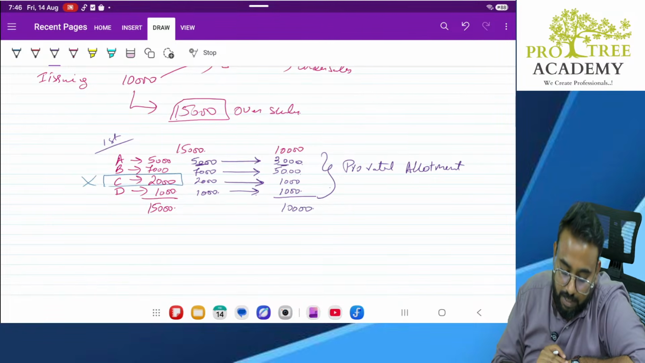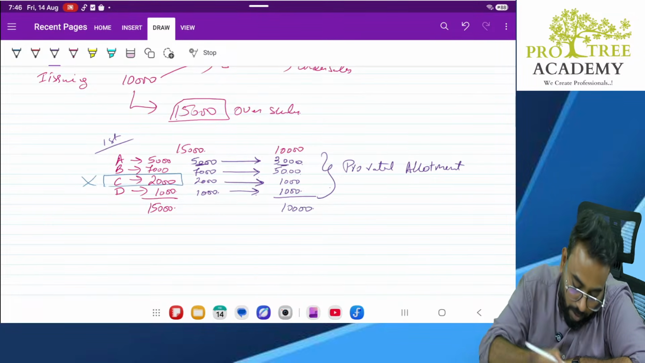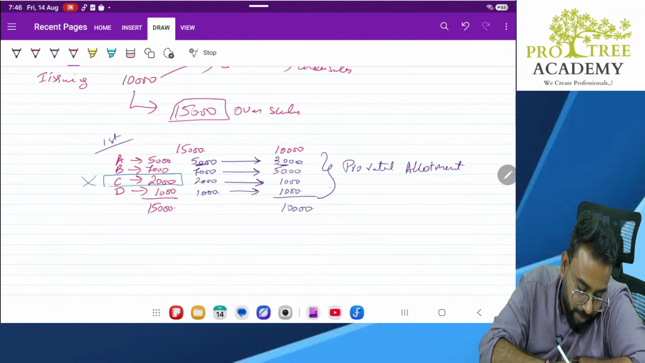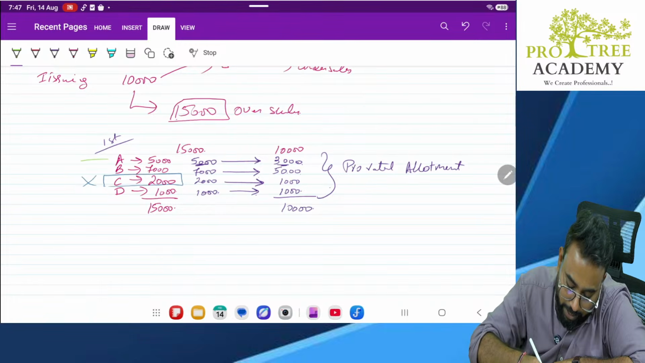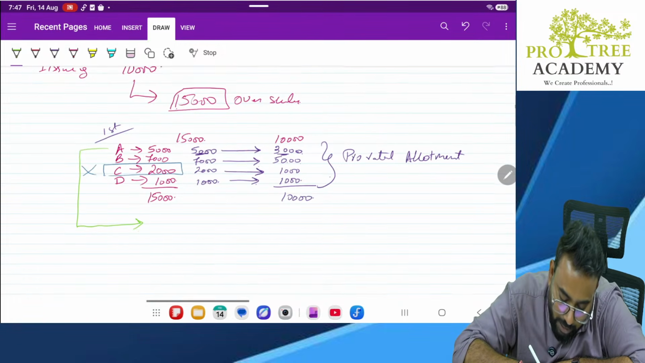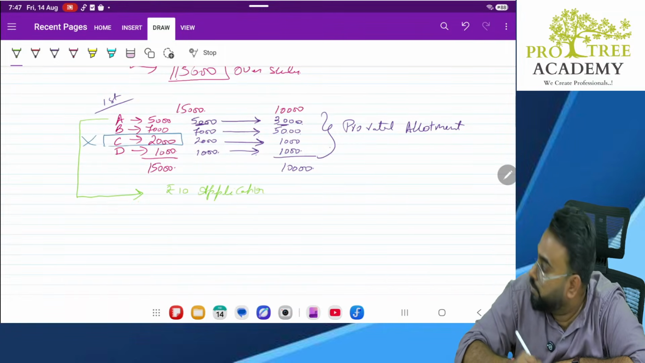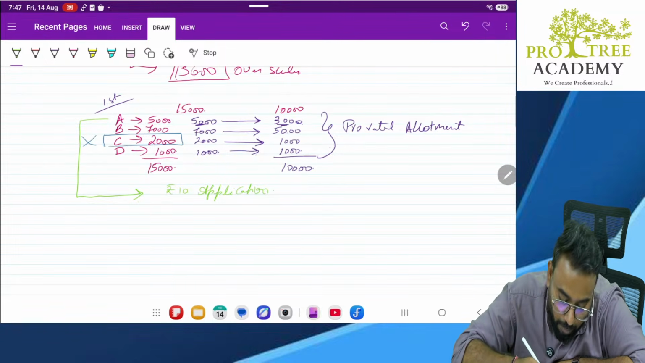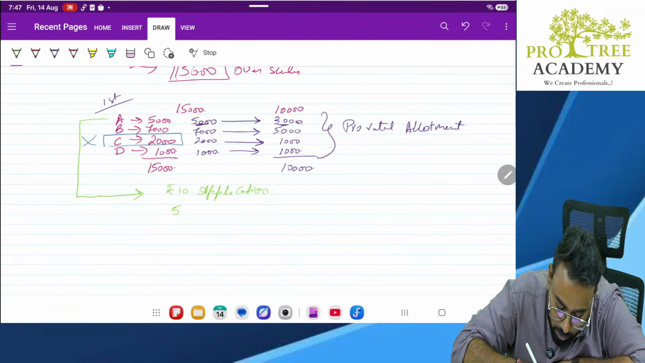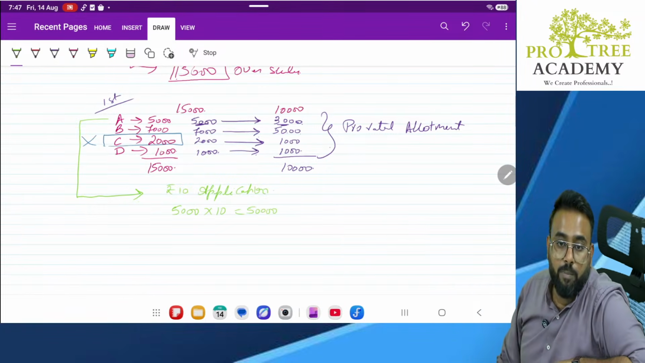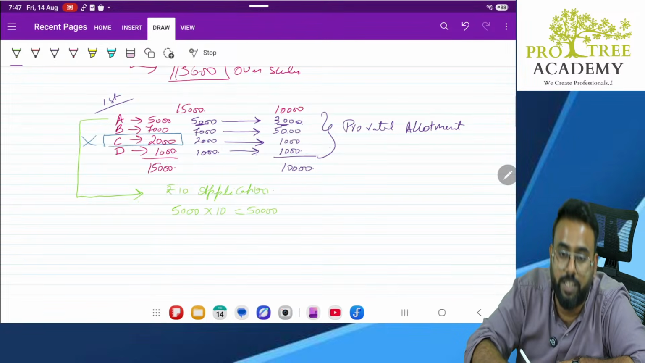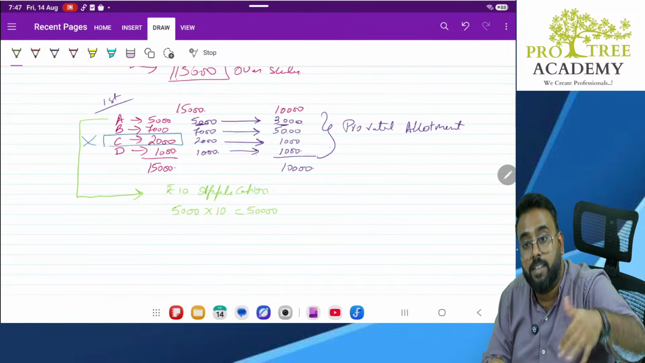Sir, what is the tricky part, sir? Now tell me, while applying, how much did A pay? A actually paid, suppose let's say application money is rupees 10. Correct? So A paid how much? A paid 5,000 shares into 10 rupees. Correct or no? Don't tell me, sir, why should I pay for 5,000? Sir, they have given only 3,000.